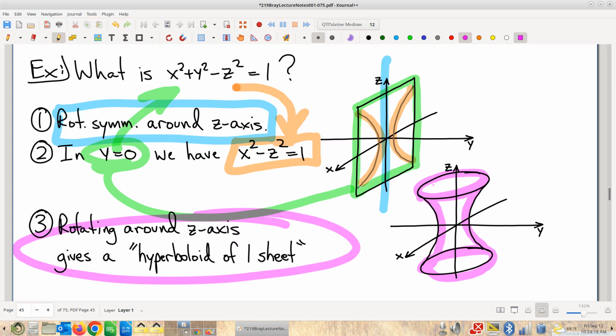Wait, so the reason it has rotational symmetry around the z-axis is because x and y appear only in that special form? Yep, exactly. Okay, let's see another example.